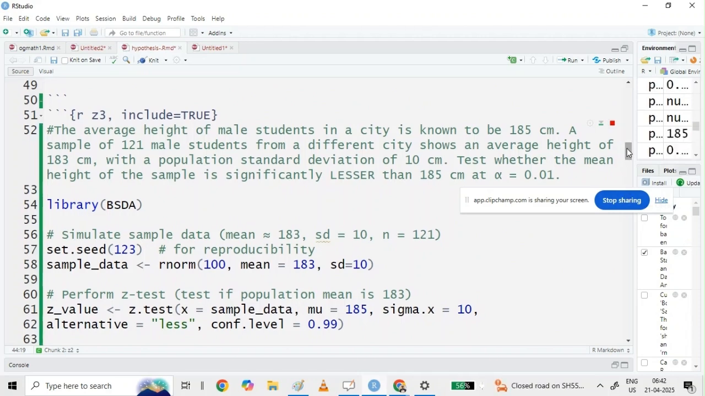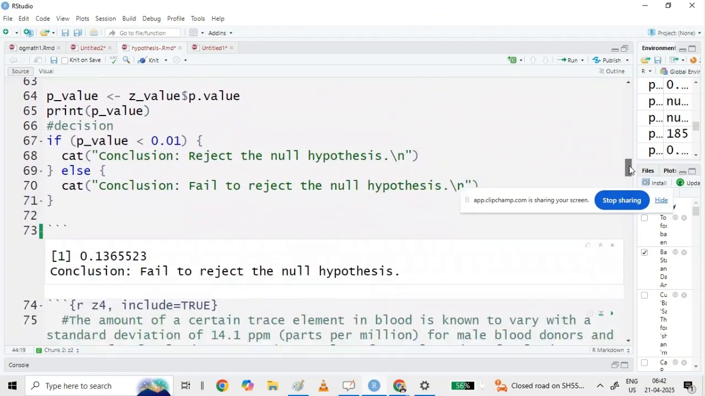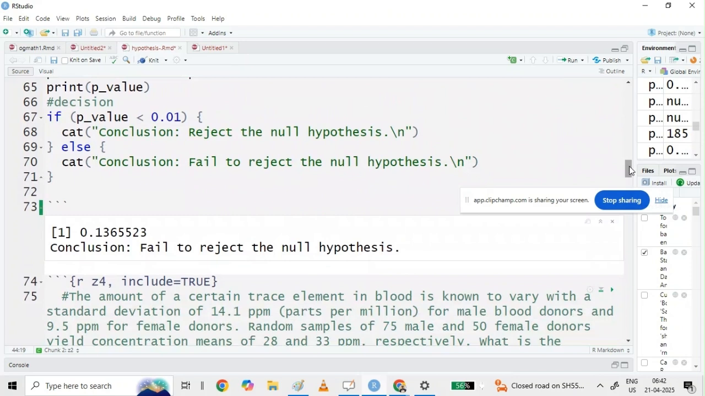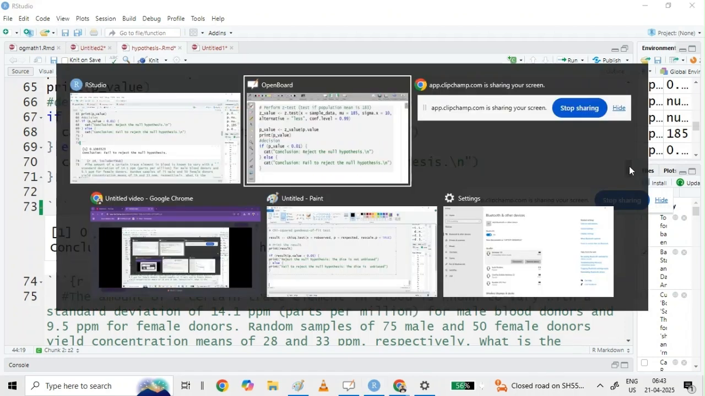We have run the code here. The result is we fail to reject the null hypothesis. Or in other words, the null hypothesis cannot be rejected, and therefore we accept the null hypothesis. H naught will be accepted because the p-value we obtained is 0.13. Comparing this with 0.01, it's obvious that 0.13 is greater than 0.01, and hence the null hypothesis must be accepted.